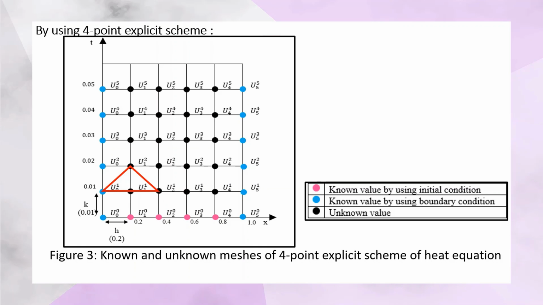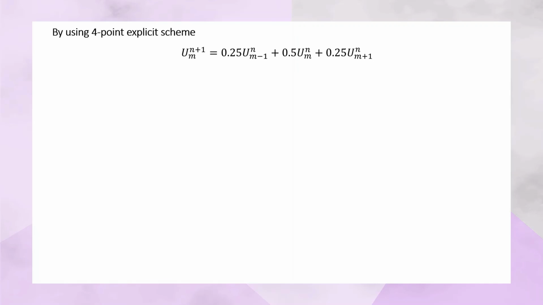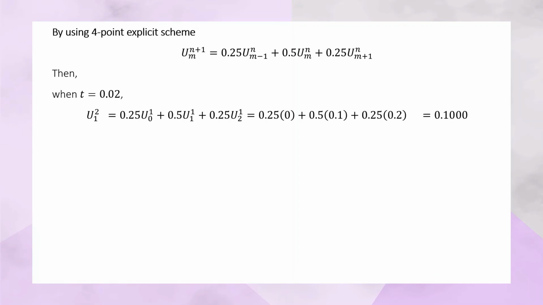Based on the illustrated triangle, the other 3 points involved in this formula are U01, U11, and U21. The value of U01 has been found by using the boundary condition, while the values of U11 and U21 have been found by using the 4-point explicit method before this. Now, we can substitute the values into this formula and we will get 0.1.